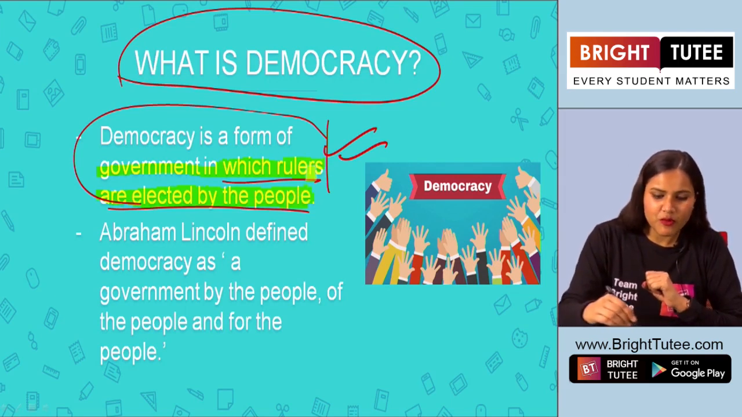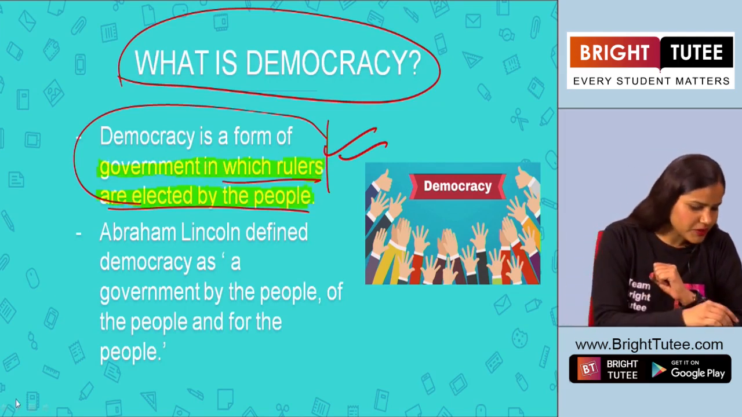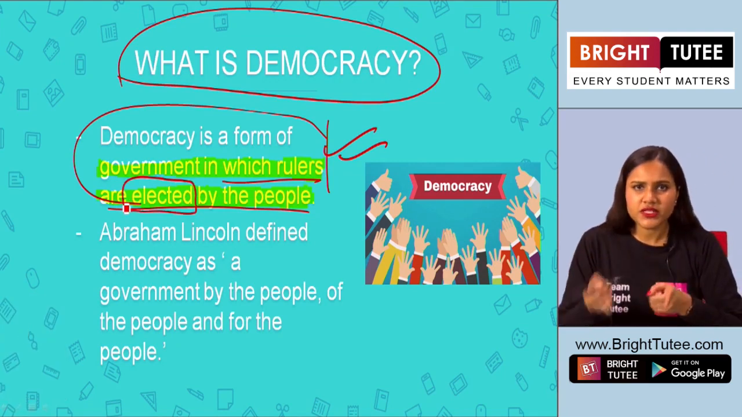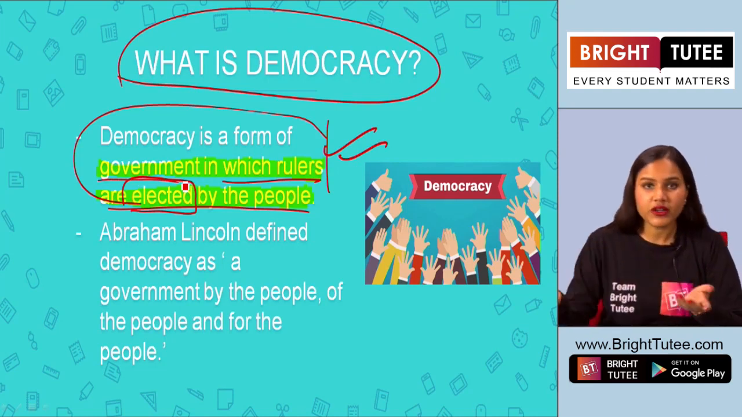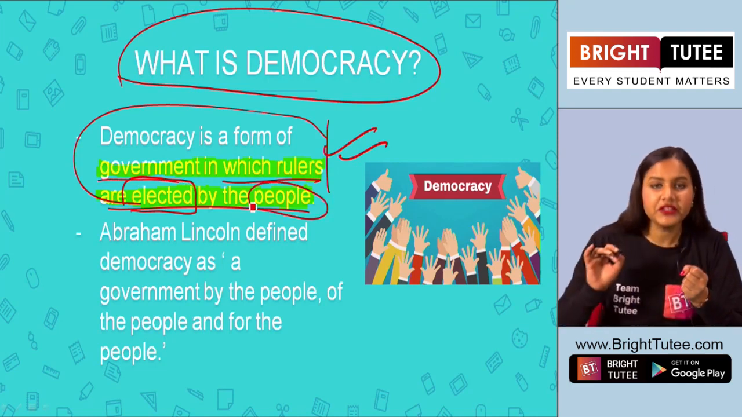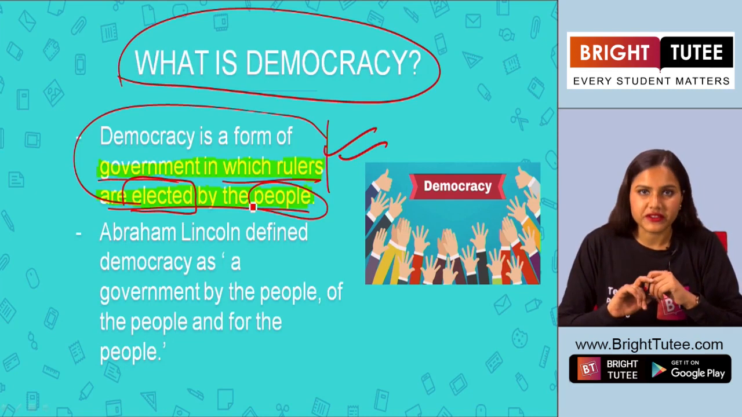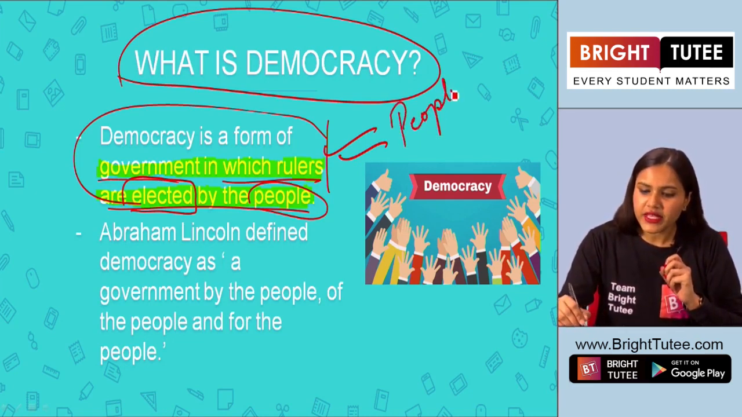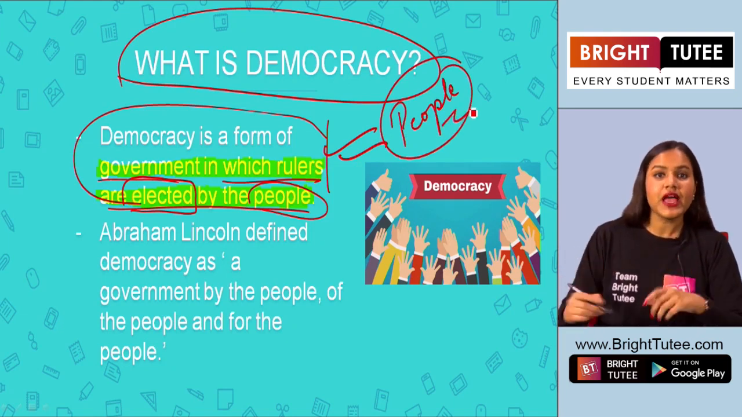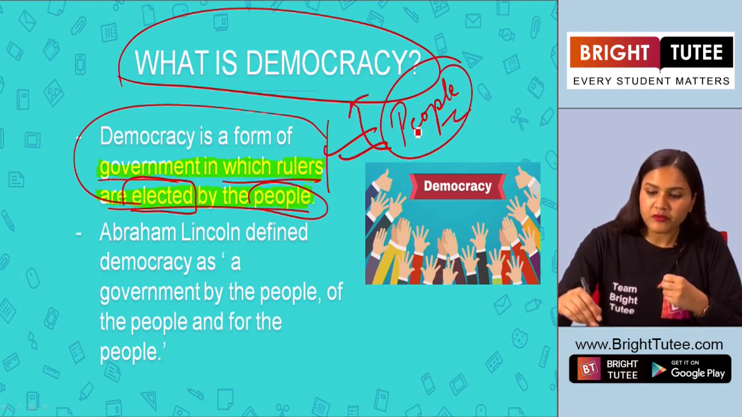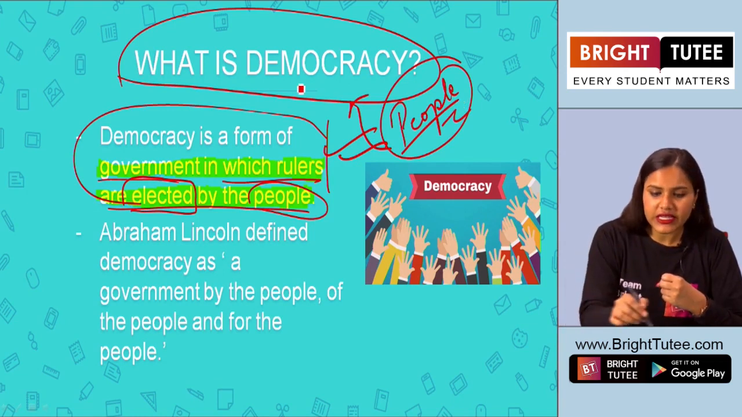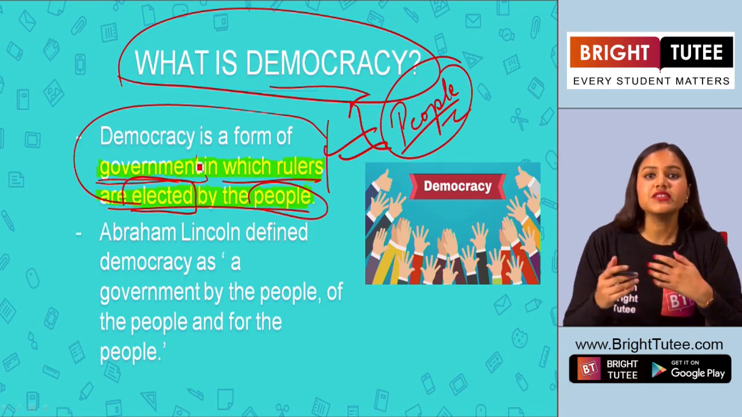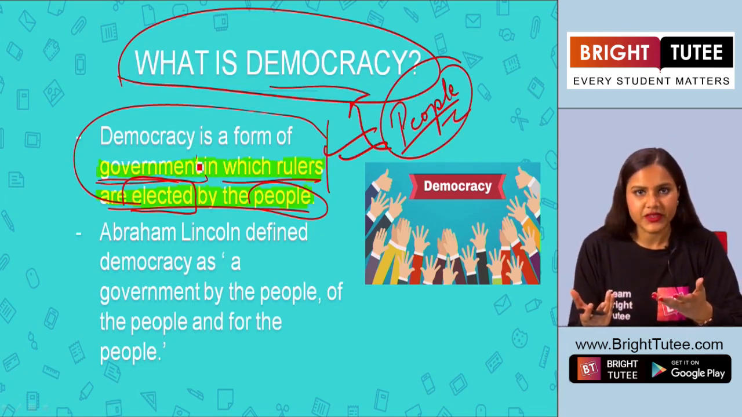Now, what is important here? Which of these terms do you think are important here? Let's say elected. This term is important. Government is important. And people here is the most important term. So, in this whole chapter, we are going to understand the participation of people and why people have the supreme authority in a democracy, and how does the government work in a democracy, right students?